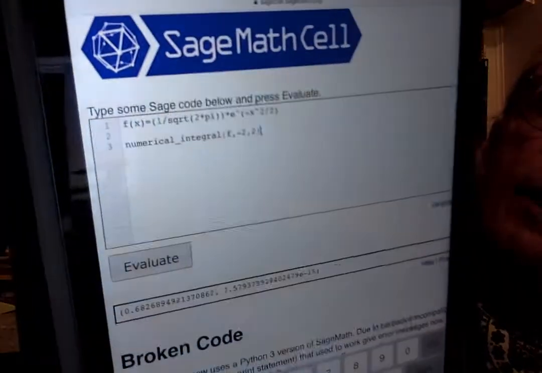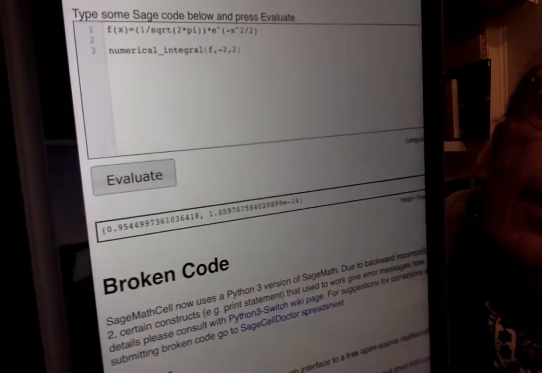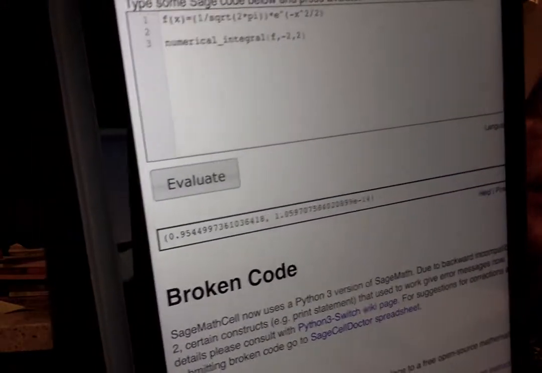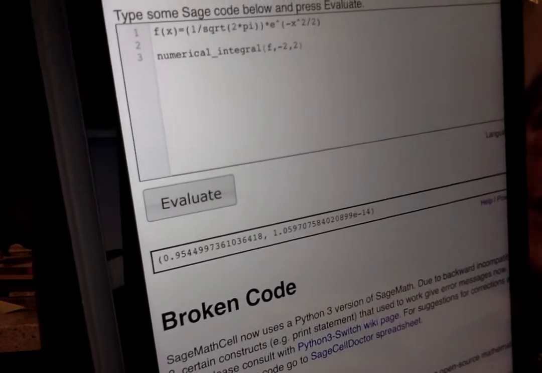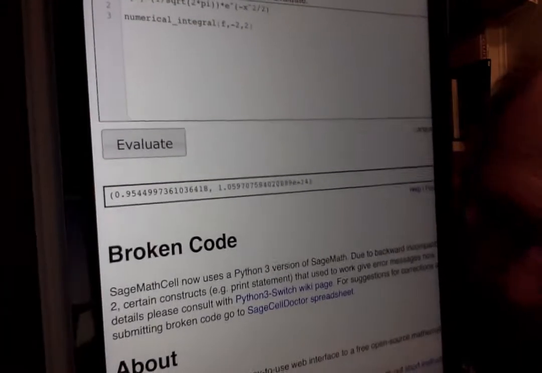Woo! Okay, so let me edit this a little bit and do a little bit more. That's one of the fun things that you can do with these calculational tools. I'm going to take the integral from -2 to 2. And so I just put in -2 to 2 and hit evaluate. And almost before I can get it up on the screen, it comes up to, looks like 0.95. If you've taken statistics, 95%, 2 standard deviations. And the error is a little bit bigger. It's only 14 places of accuracy.